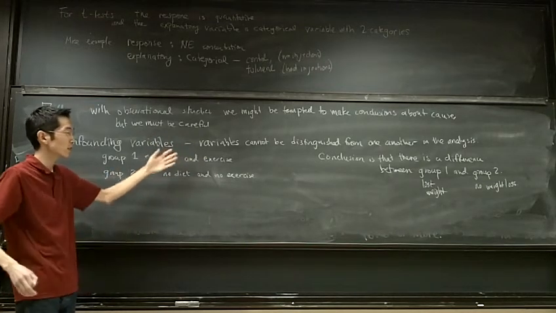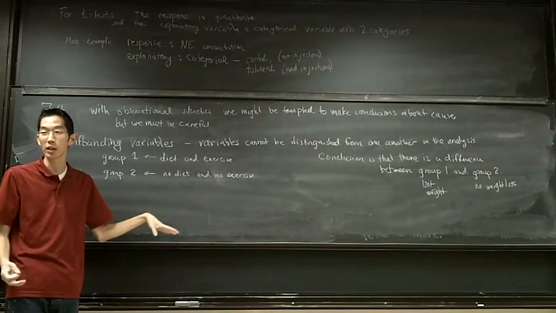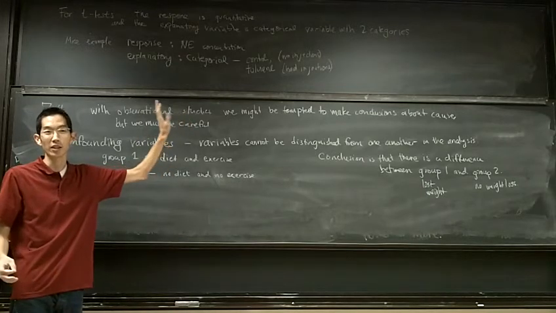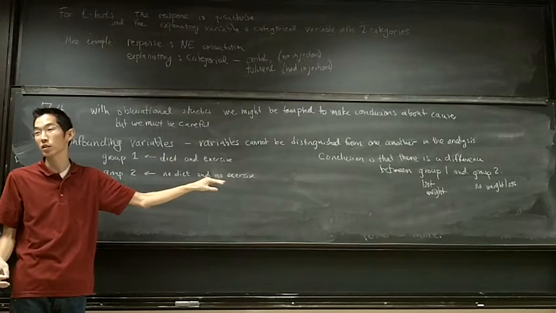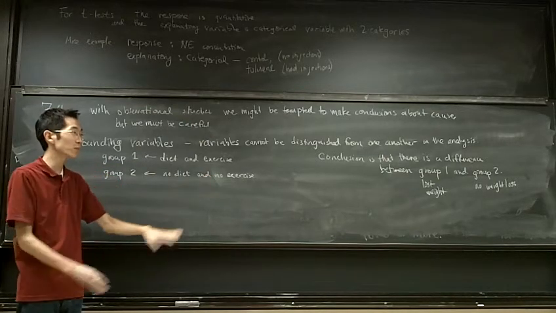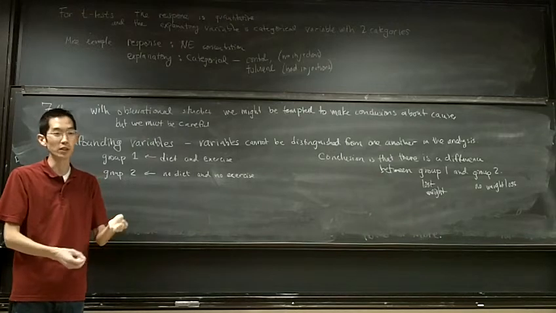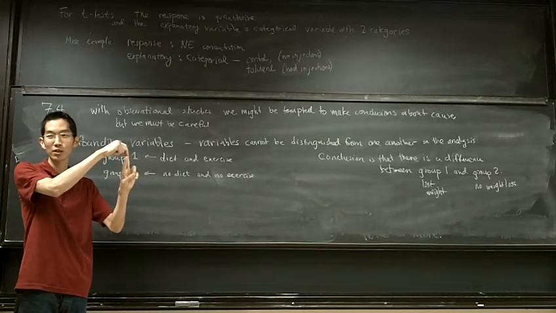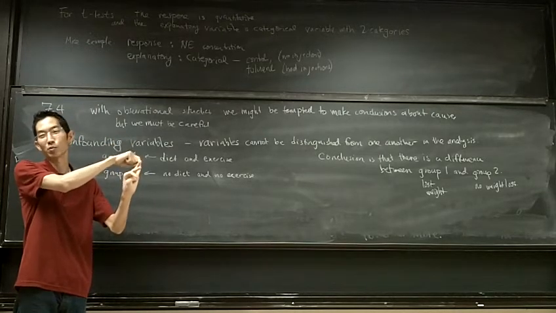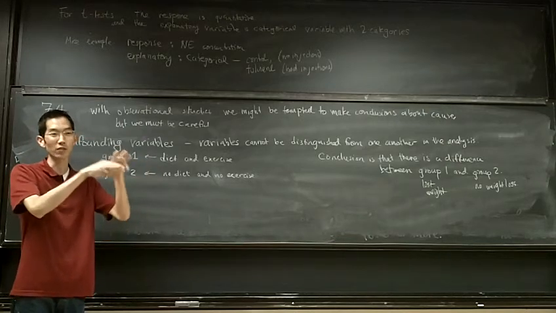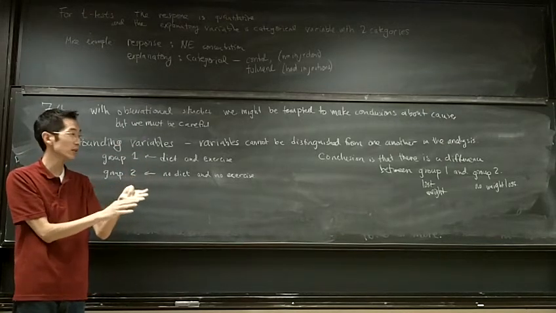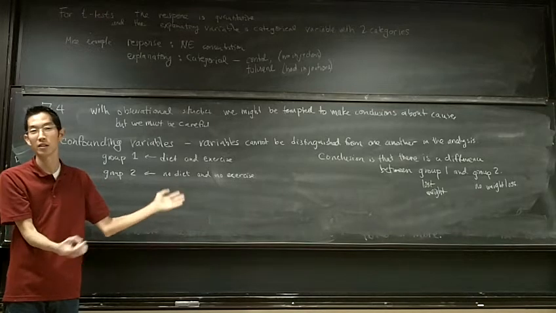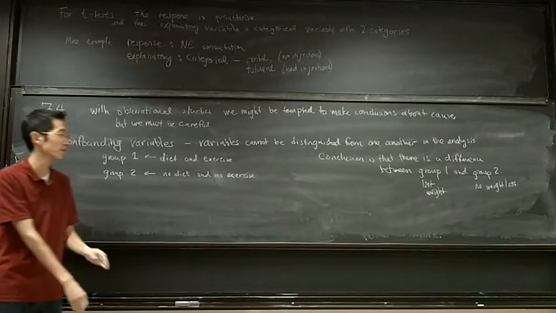If we wanted to see the effect of diet and exercise, we'd probably have to test them one at a time. We would subject one group to diet and the other to no diet, and then have another experiment where we subject one group to exercise and another to no exercise. Or we'd set up the experiment entirely differently using ANOVA, with four groups: one with diet and exercise, one with diet but no exercise, one with exercise but no diet, and one with neither. We'd have to set up a more complicated experiment. But at this point, these things are confounded. We don't know which one is causing the change in the response.